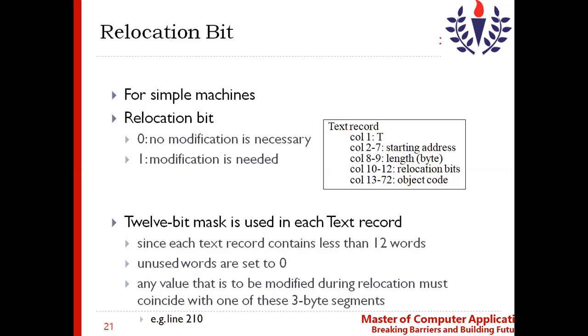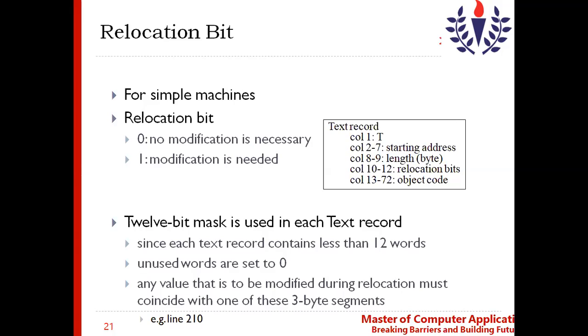So each record can have more than 10 instructions. It can accommodate up to 12 words. So we have 3 columns. Each column will take 4 bits. So 3 columns will have 12 bits. So within 12 bits, we will be able to accommodate 12 instructions.